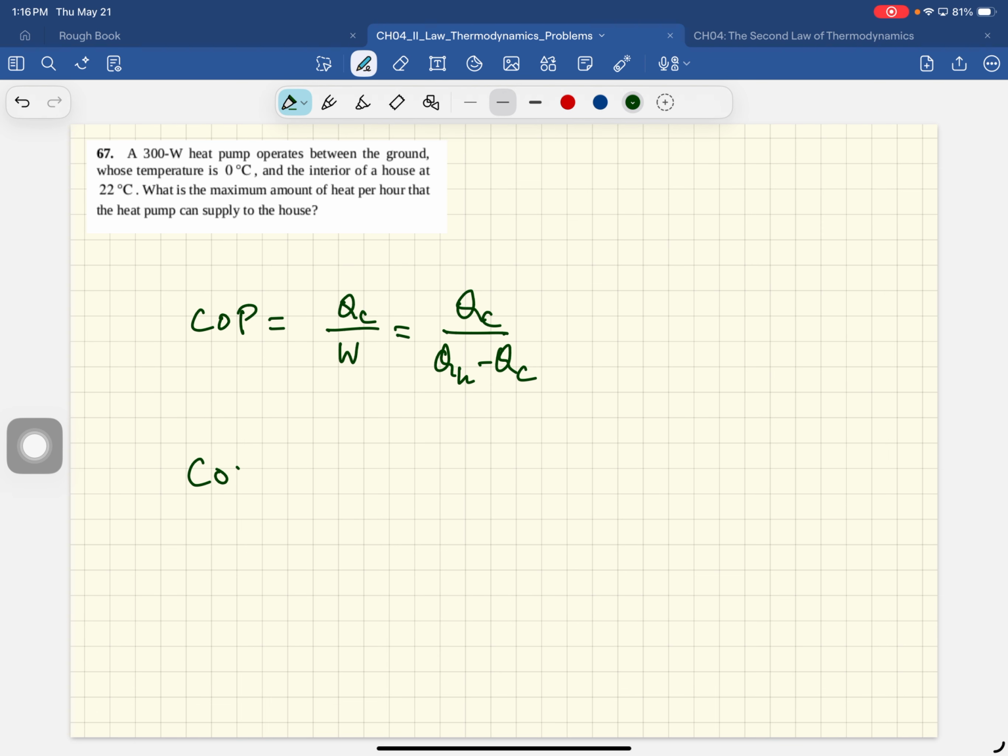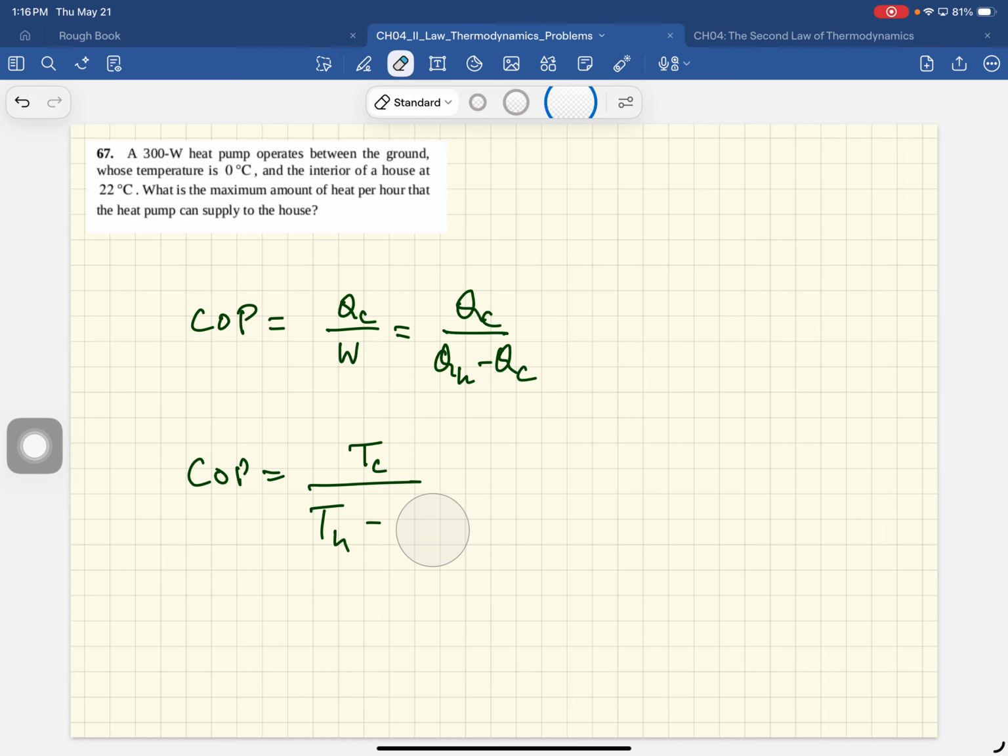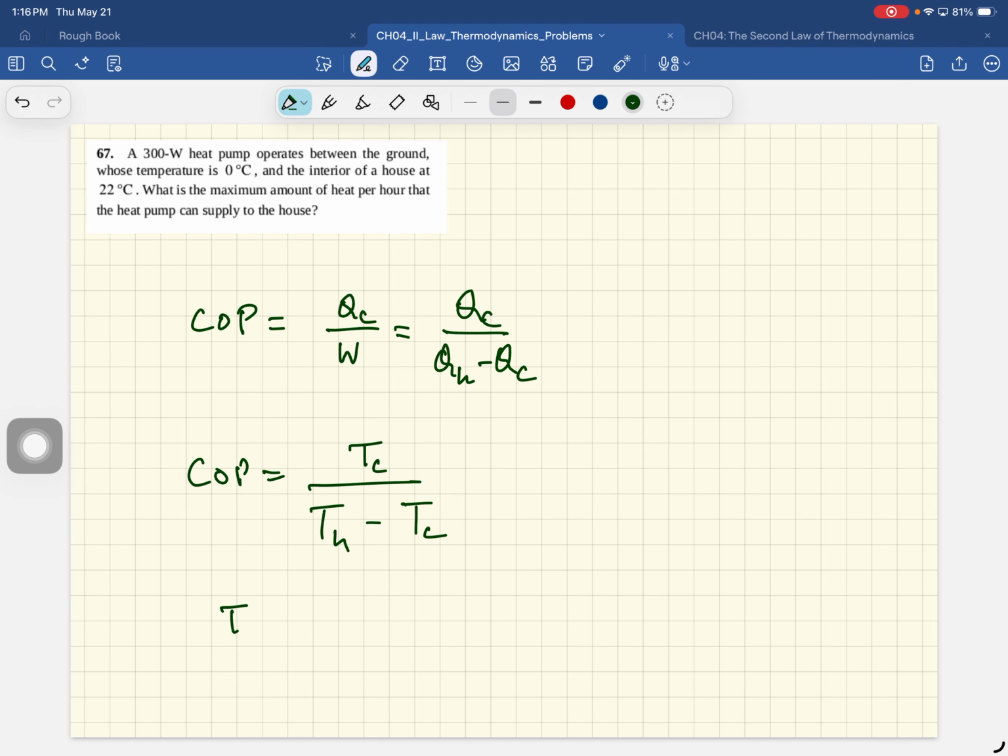All houses have leaks. Okay, so your heat pump will have to work harder. If you have good seals, then your heat pumps and your air conditioning don't have to work as hard. All right, I guess that finishes the problems.